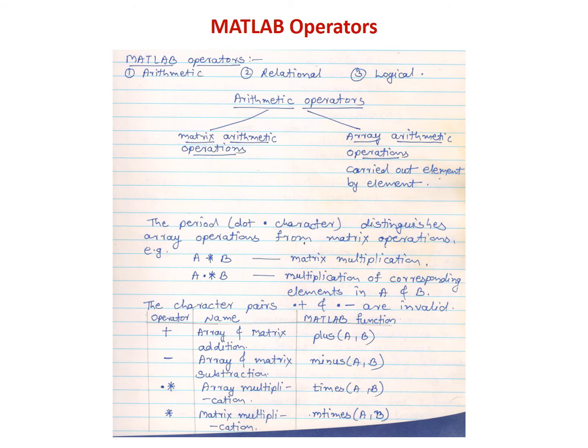Similarly, operator minus, name array and matrix subtraction. MATLAB function minus(a, b). Similarly, dot asterisk or period asterisk, which is the array multiplication, that is MATLAB function times(a, b). Then asterisk, that is matrix multiplication. MATLAB function is mtimes(a, b).